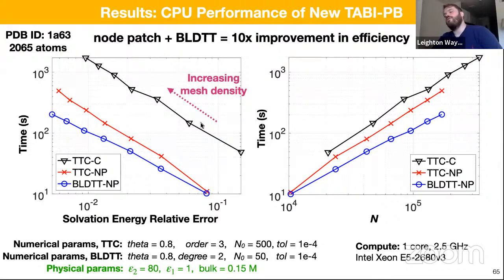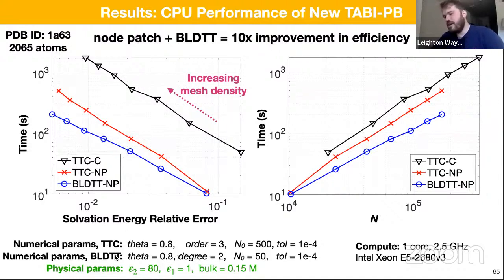In this case, we're using a Taylor tree code for doing our matrix vector product, and we're using centroid collocation. The red line, we're using the Taylor tree code, but we're using node patch instead of the centroid collocation. And then the blue line here, we're actually using the full BLDTT, all the work that was done for barycentric tree with node patch to do that matrix vector product. I'll make a note on the parameters here.